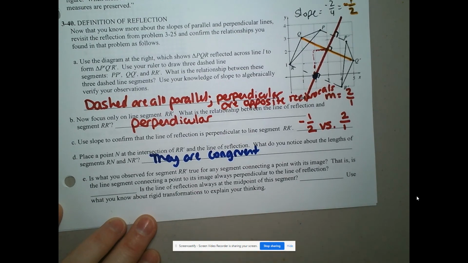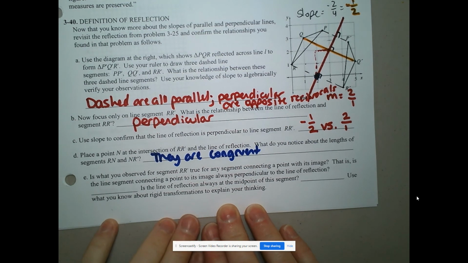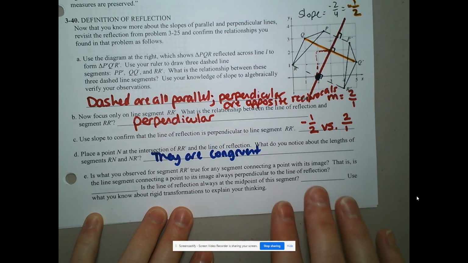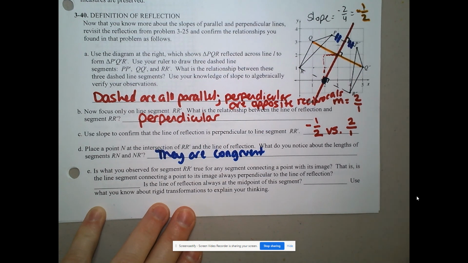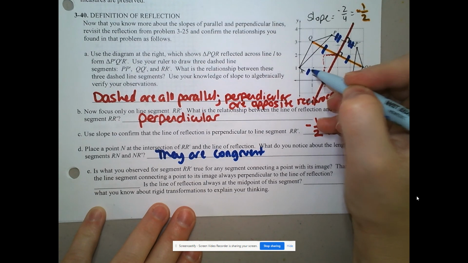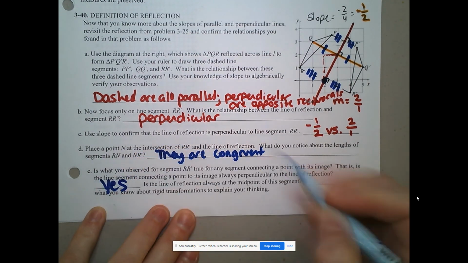Is what you observe for segment RR prime true for any segment connecting a point with its image? That is, is the line segment connecting a point to its image always perpendicular to the line of reflection? Well, we've proved for this example that all 3 of the dashed lines are in fact at a 90-degree angle to the line of reflection. And is the line of reflection always a midpoint? So is this segment on the left always equal to this segment on the right? They're not all equal to each other, but the left versus the right have to be equal. And the answer to both of these would be yes.